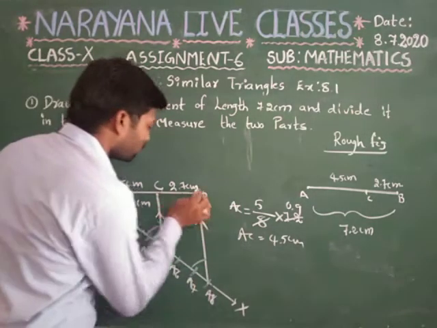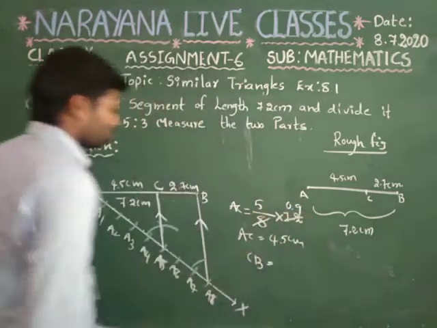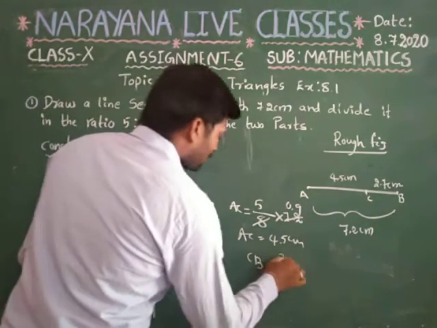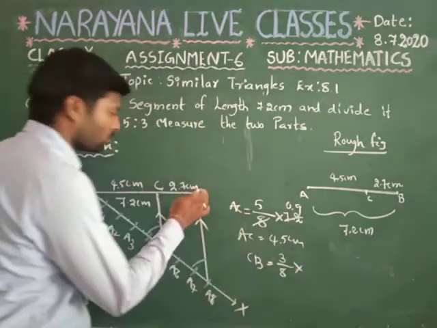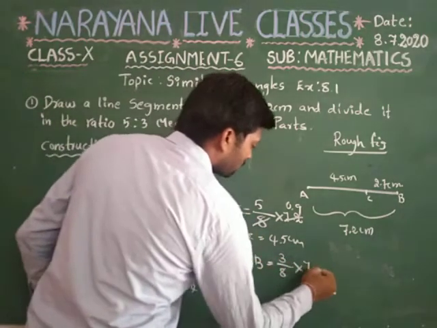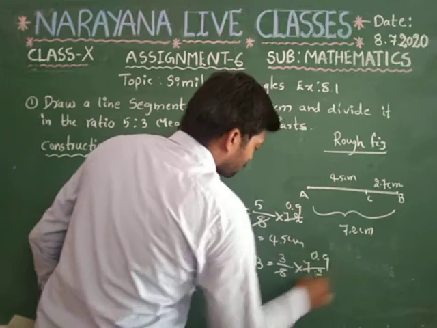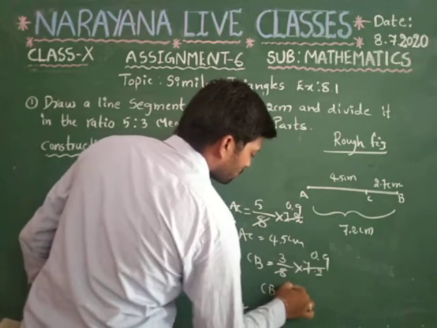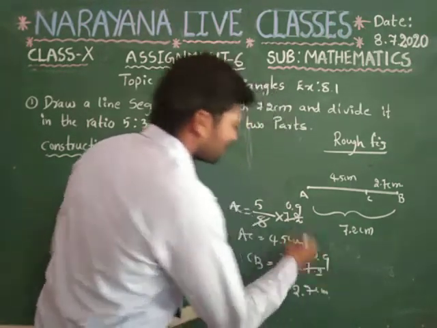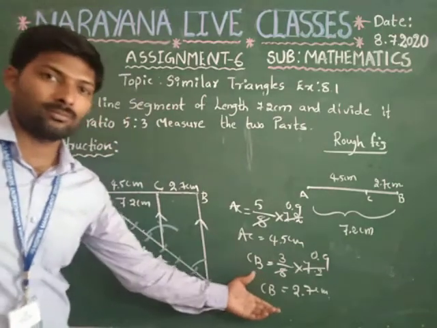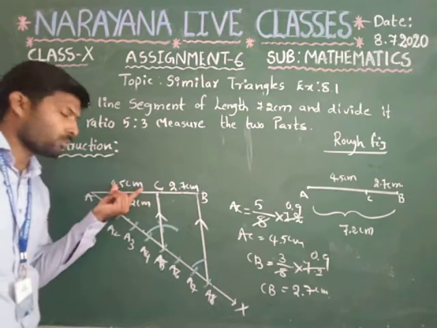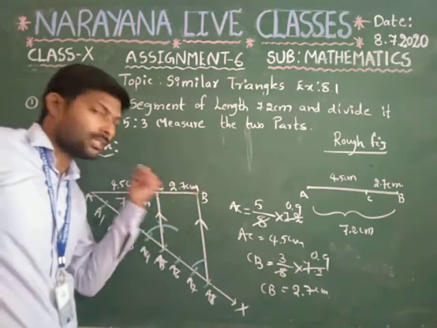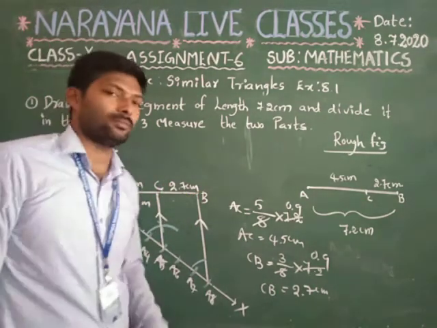Next, what about CB? CB is equal to 3 parts. Here it is 5:3. So 3 out of 8 times the length of the total line segment, 7.2. So here also 0.9. So 3 times 0.9 is how much? 2.7 centimeter. So this can be verified theoretically. By formula we can write like this: the two parts must be 4.5 centimeter, and the second part must be 2.7 centimeter.